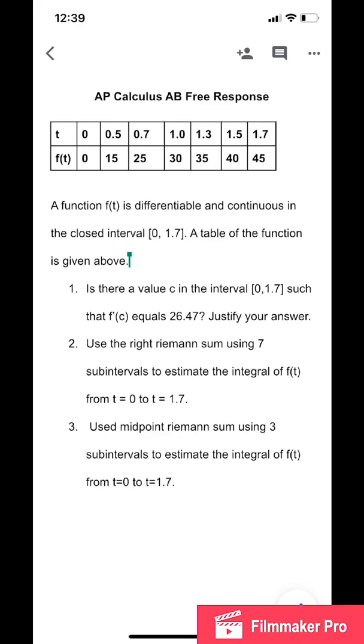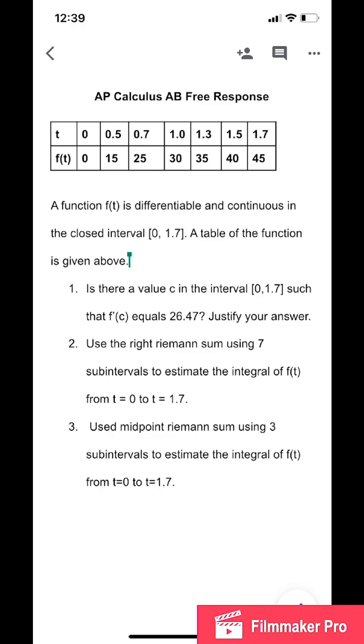The first question being asked is: is there a value c in the interval 0 to 1.7 such that f prime of t equals 26.47? Justify your answer. And students should be able to answer this question quite easily.